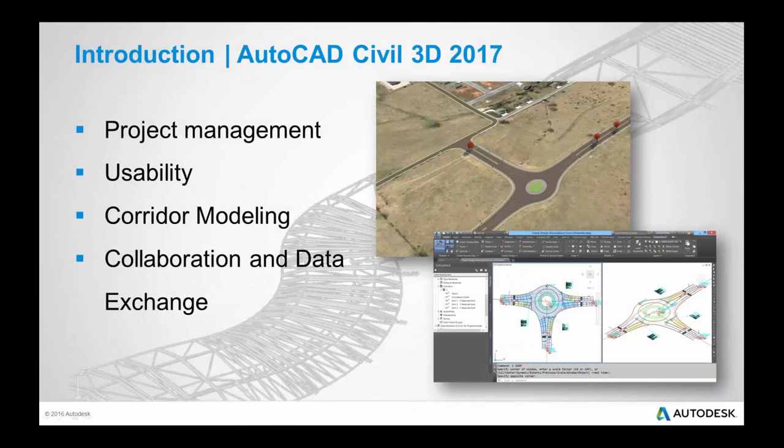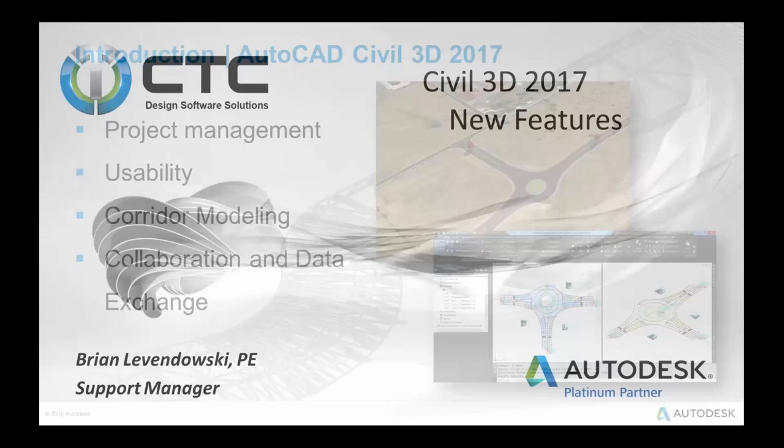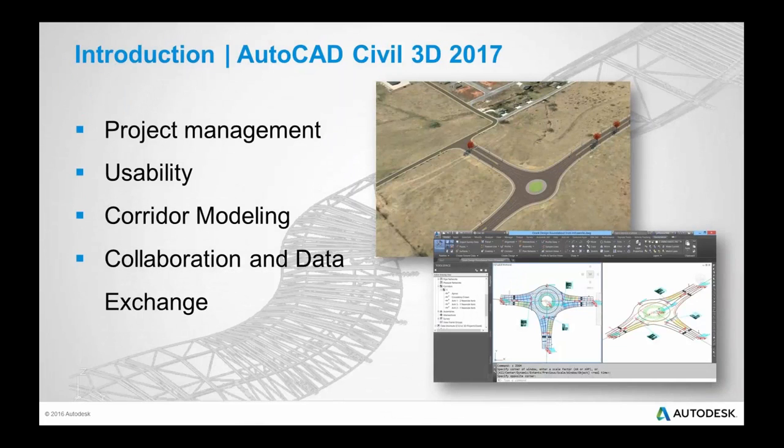So 2017 new features, kind of some basic categories here. Some things helping project management. This is centered around data shortcuts, things like this. Usability. The user friendliness of it has been improved. Corridor modeling, some big enhancements there. Probably some of the biggest ones I'm excited about. And then some new things through collaboration and data exchange with other applications.